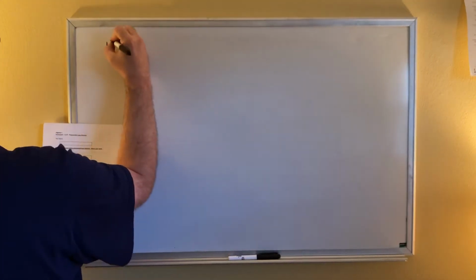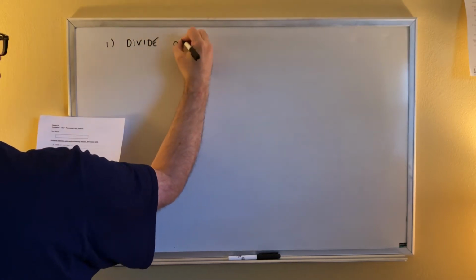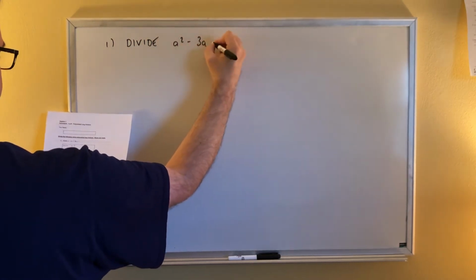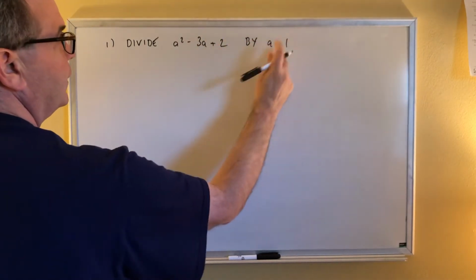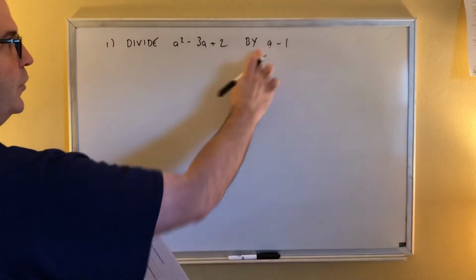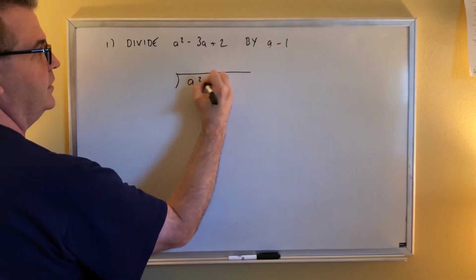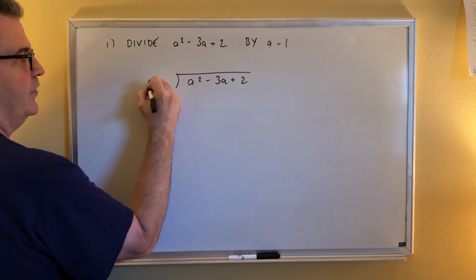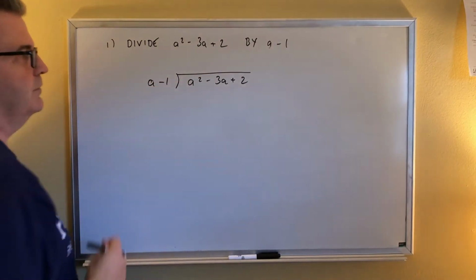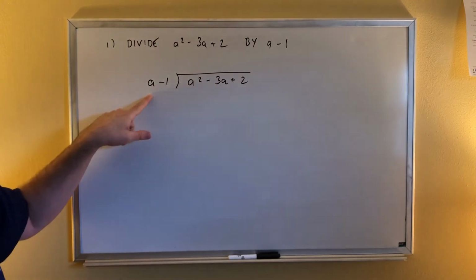So looking at our first example here, number one, we have divide the polynomial a squared minus 3a plus 2, and we're going to divide that by a minus 1. So we're going to set this up just like you would a typical long division problem. We'll put the larger inside our division bar, and whatever we're dividing by, we're going to put on the outside. So we're dividing a squared minus 3a plus 2. We're dividing that by a minus 1.